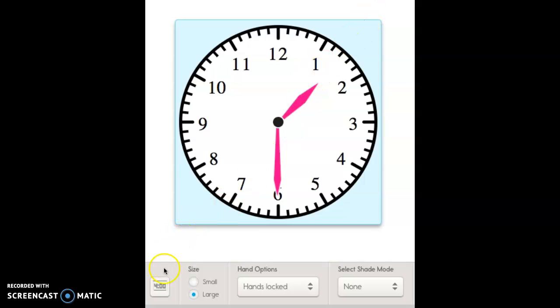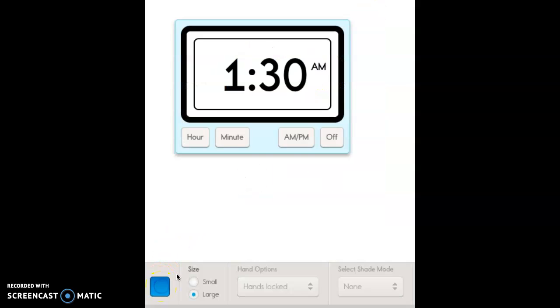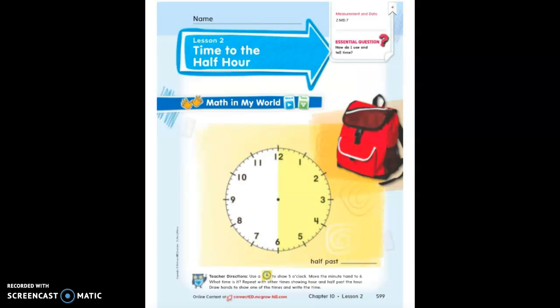Okay? Now, in the digital clock, we see numbers. We see the hour on the left side. We see a colon that is going to be separating the hours from the minutes, and then we see the number 30. If we read this time, it's 1:30 or half past 1. Now let's go back to the book.